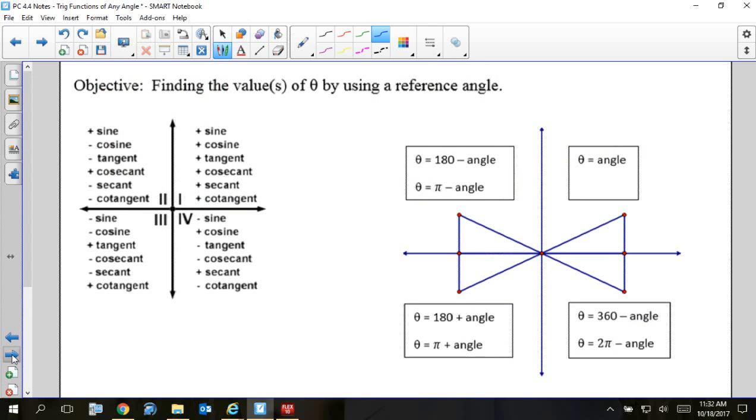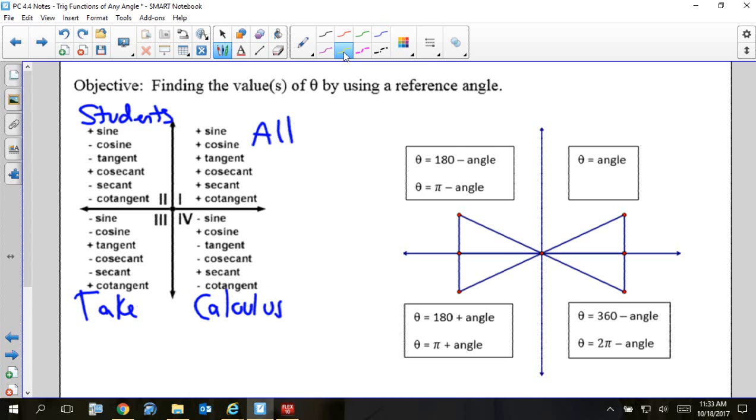Okay, this next little section is just some notes to help you if you need it. We talked about this yesterday. It tells you what's negative and positive in each quadrant. The acronym we talked about tells you what's positive. So when I write all students take calculus, all would mean all of them are positive. Students means what's positive? Sine. And then also sine's reciprocal, which is cosecant. But I'm just using sine, cosine, tangent. Take would mean tangent's positive, and calculus would mean cosine's positive.